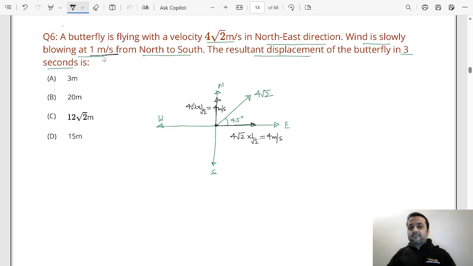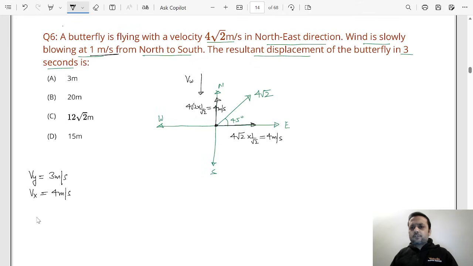But there is a wind which is blowing from north to south. That means the butterfly moves 4 meter per second in the north, but the wind will pull it back by 1 meter in 1 second. So in the y axis, the butterfly moves 4 meter in 1 second, but is pulled back by 1 meter due to the wind. So the effective y velocity for the butterfly will be 3 meter per second. And x will remain as it is, as there is no wind in the x-axis.